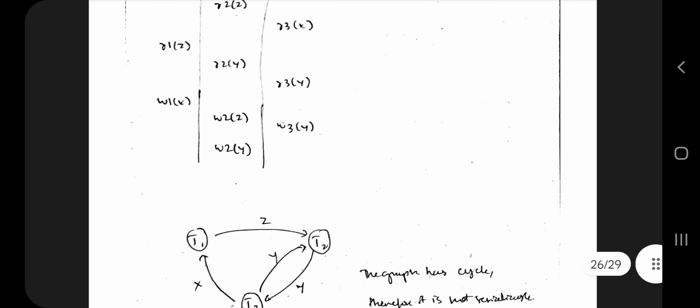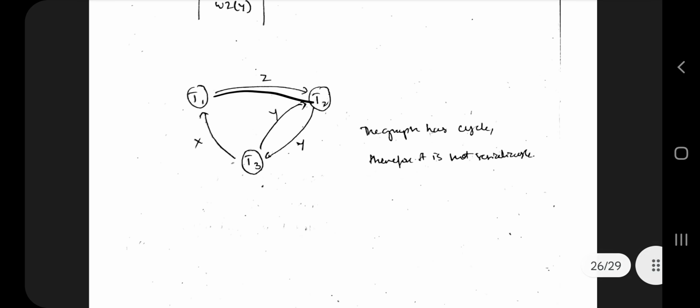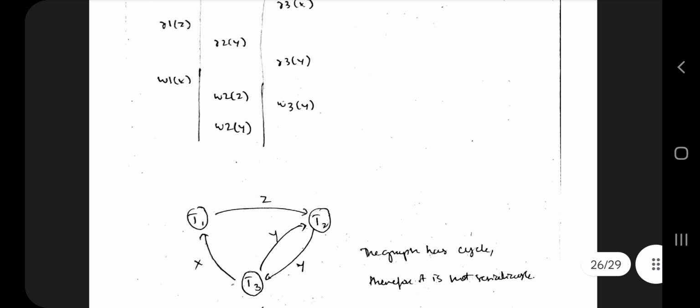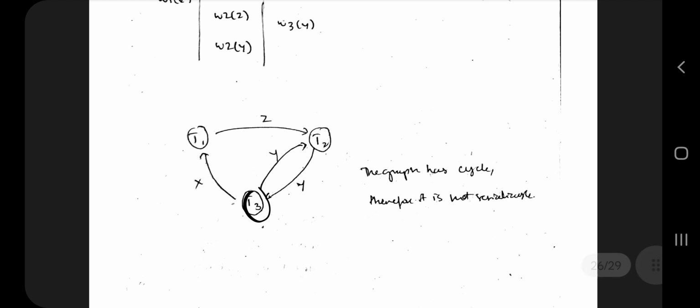Is anything getting changed here? Yes, T1 to T2 on Z. I have written here Z. After that, yeah, this one. Am I getting any change here? Yes, T2 to T3 on Y. Done. After that, this one. Is any change happening here? T3 to T2 on Y.